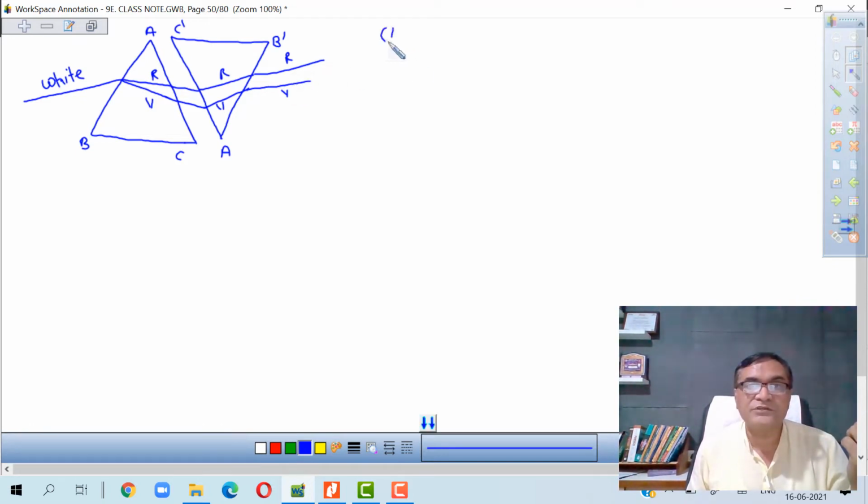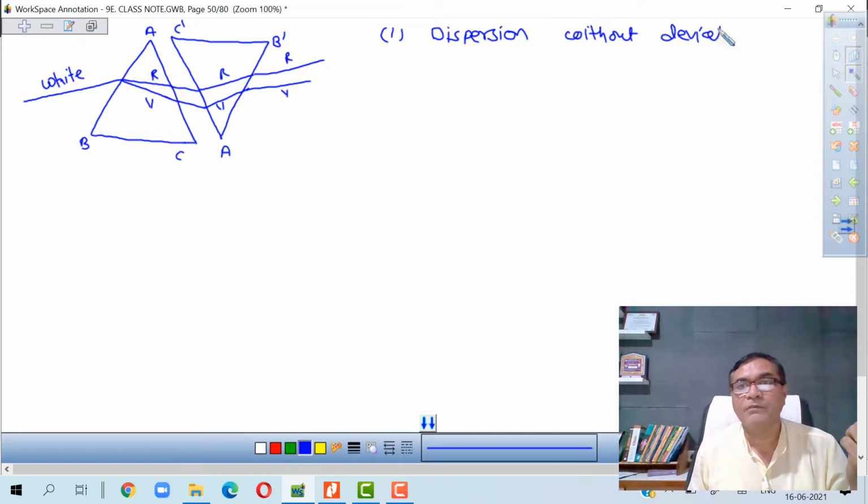So now we are going to discuss dispersion without deviation. And second case, deviation is there, but without dispersion. So what is the meaning of that?